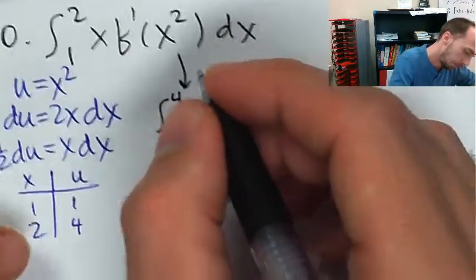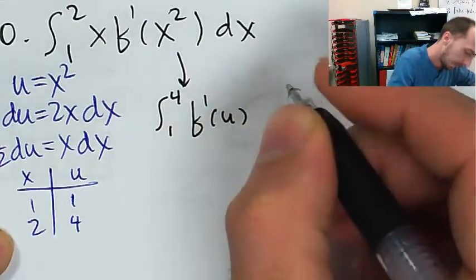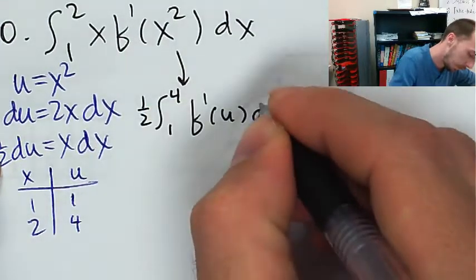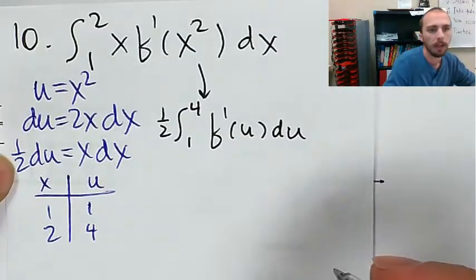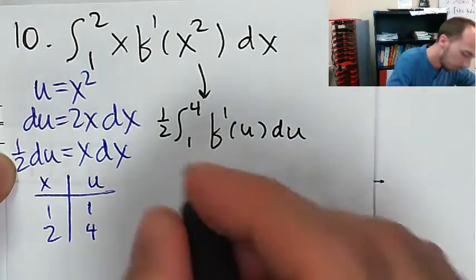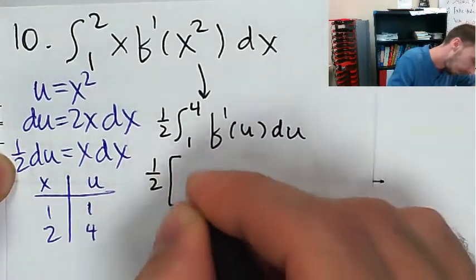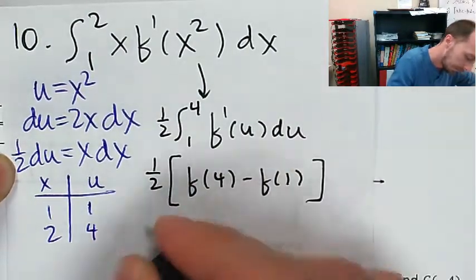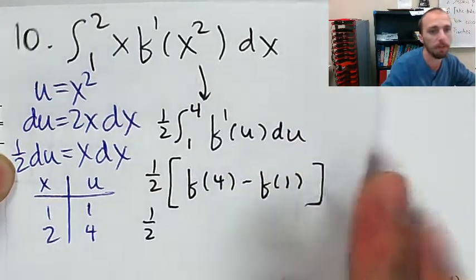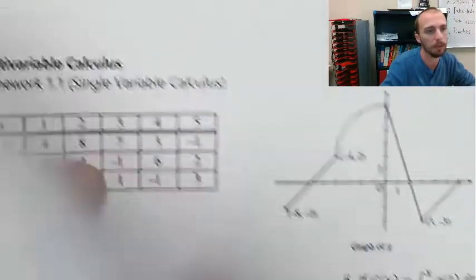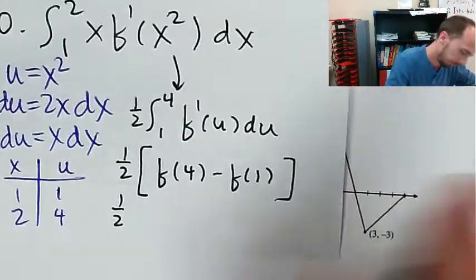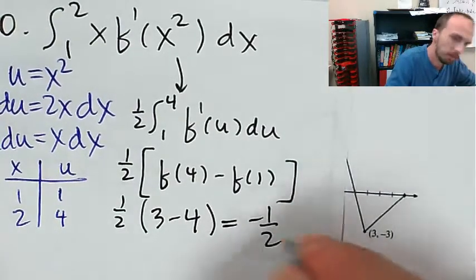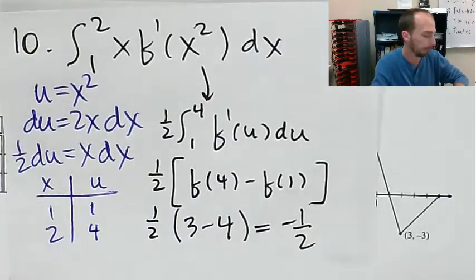Okay, f prime of u, and x dx is half of du. So I'm going to put the half here and the du over here. And yeah, now I'm ready to go. So this is 1/2 of, anti-differentiate, plug in top, plug in bottom, subtract. So that's half of f of 4 minus f of 1, which is 3 minus 4. And that's going to be negative 1/2. Okay, so that was number 10.